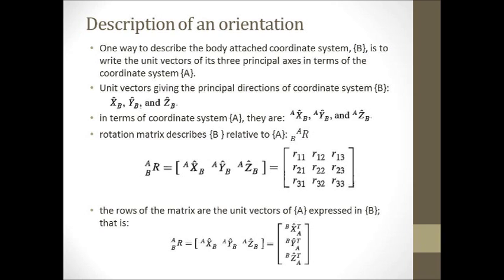The rows of the matrix are the unit vectors of A expressed in B. So we can write that the rotation matrix from B to A has as columns the unit vectors of B expressed in A, and that it is equal to the transposed unit vectors of A expressed in B. Note here that the position of a point is represented with a vector. The orientation of a body is represented with a matrix.